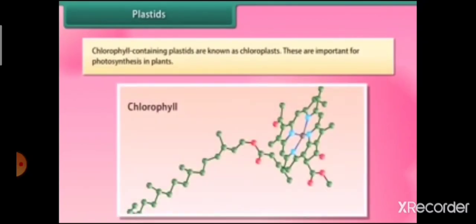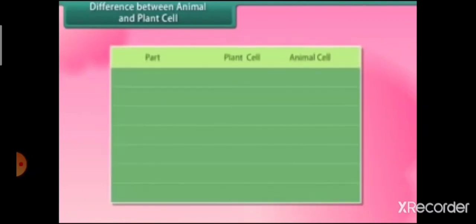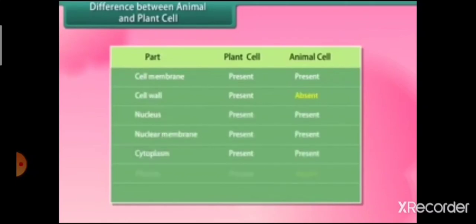Now let us see the difference between the animal and plant cells. So students, here you can see a table. In this table there are different parts of the cell and the cell organelles which are present in the plant cell and animal cell also given. Now let us summarize what we have learnt.